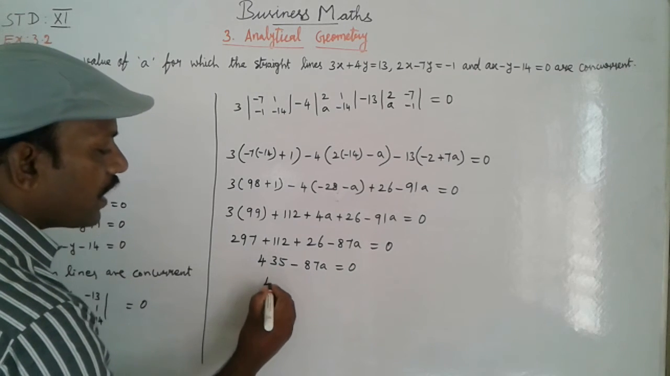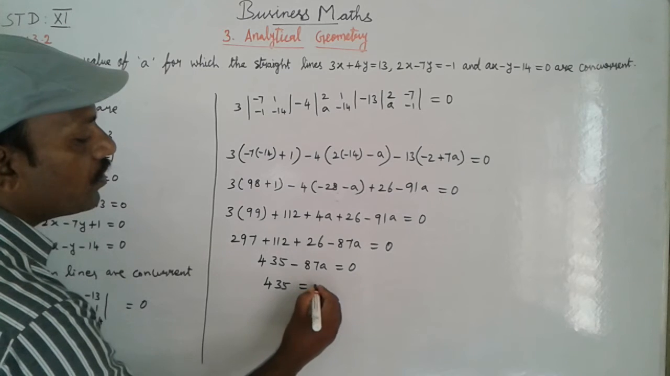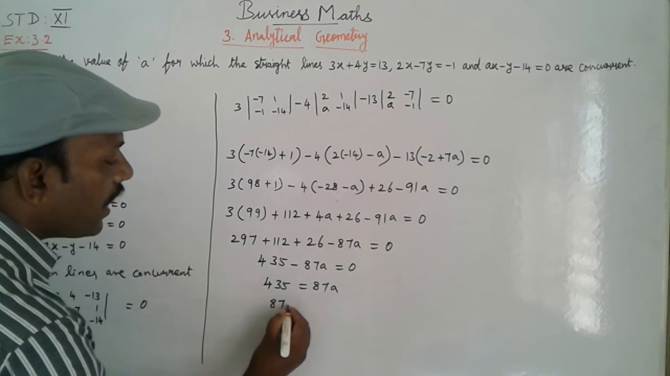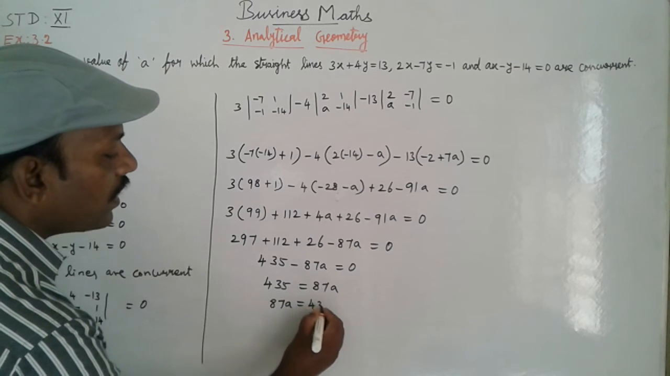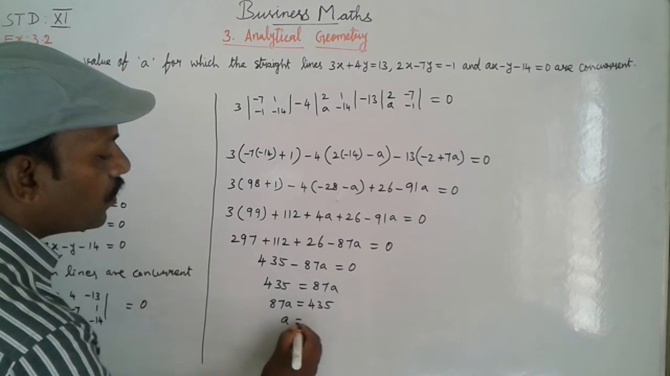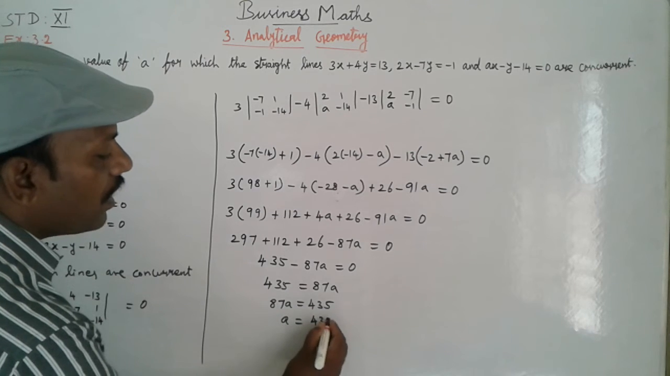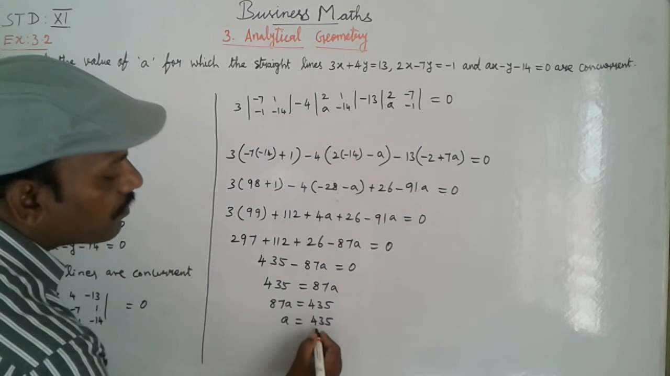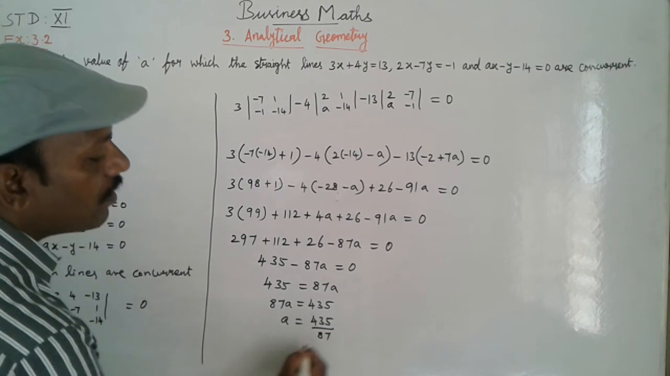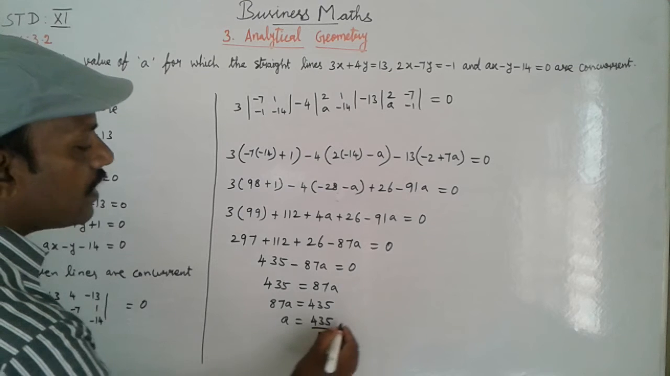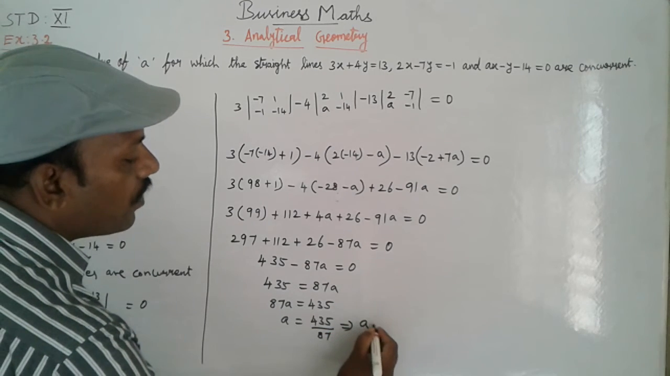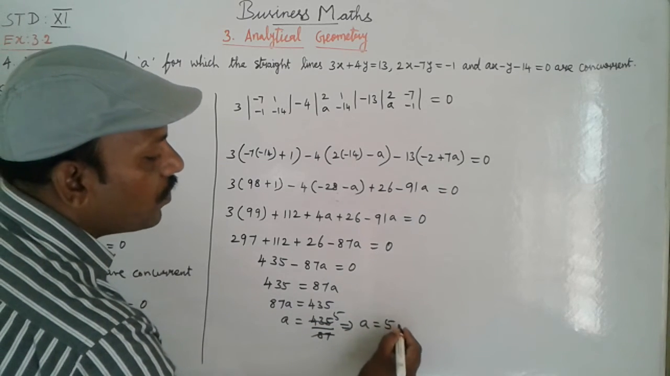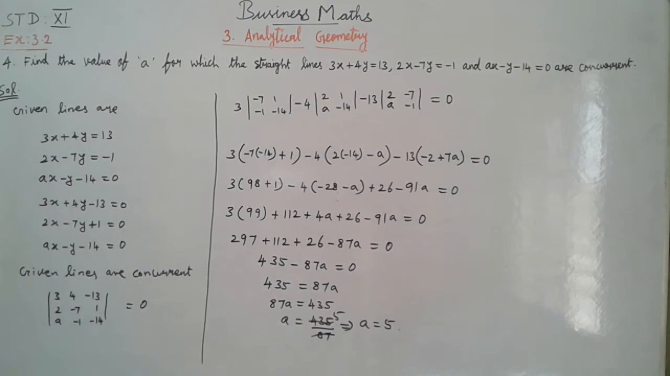87a we should take to the right hand side: 435 equals 87a. Interchange these places: 87a equals 435, so A equals 435 over 87. We take 87 to the right hand side because multiplication becomes division on the other side. 435 divided by 87 is 5. So A equals 5. That's all.